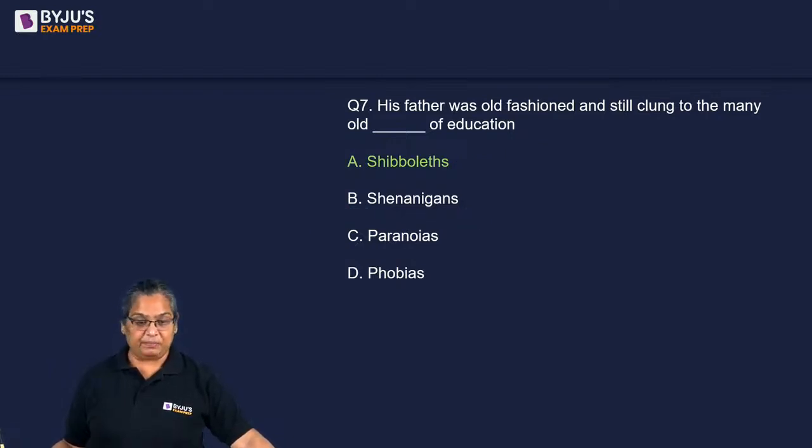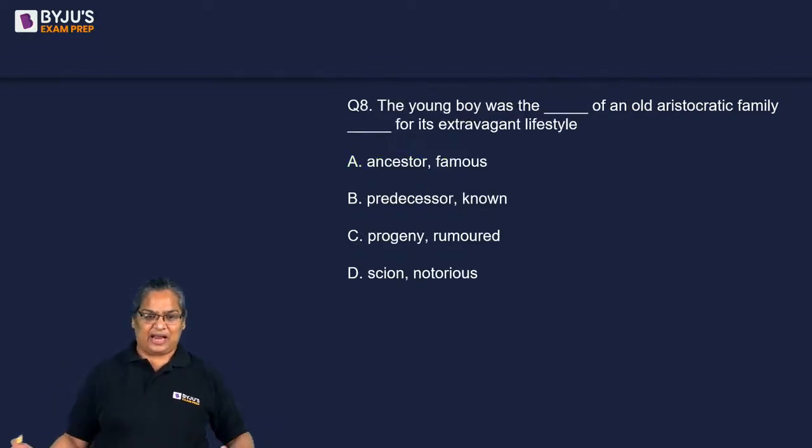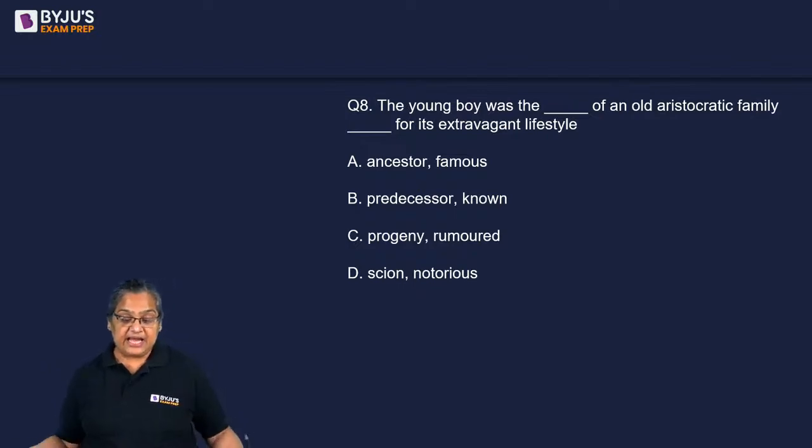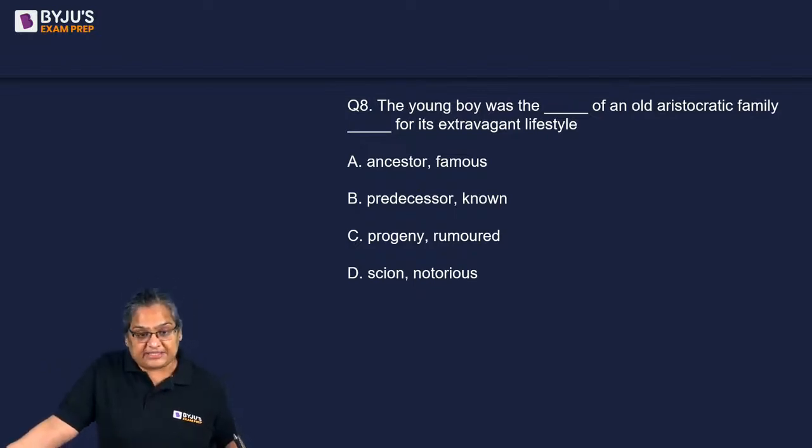Alright, so this father clung to many old customs and traditions, or shibboleths of education. Alright, let's look at the next one. Definite to confuse many of you. When I was a student, I used to get very confused by these words. So I thought I would give it to you. The young boy was the dash of an old aristocratic family, dash for its extravagant lifestyle. Alright, quickly go through the words. Ancestor, famous, predecessor, known, progeny, rumored, scion, notorious. Read the sentence and see which one works best.